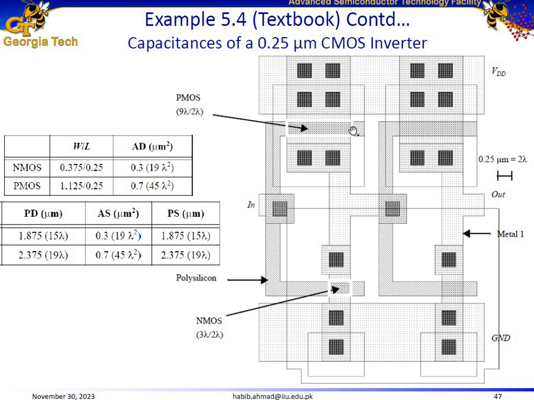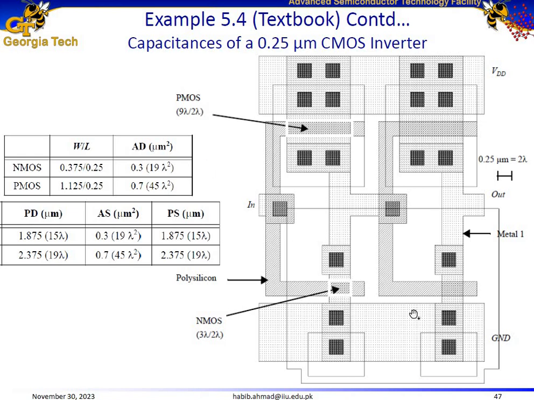Similarly for the PMOS, our length once again is 2 lambda, 0.25 micrometers, but the width given in this example is 9 lambda. So 9 into 0.125 is 1.125 micrometers, the width of this PMOS. And in our calculations for capacitances, we need the areas of the drains of the two and the perimeters of the drains of the two. We are not going to be concerned with the areas and perimeters of the sources. Just focus on the areas and perimeters of the drains.